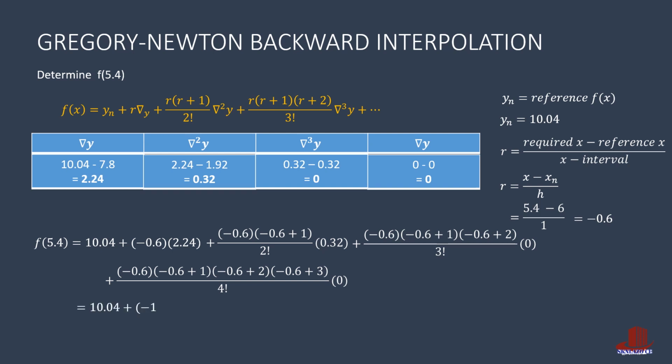Thus, f of 5.4 is 10.04 plus negative 1.344 plus another negative 0.0384, which is then taken as 8.6576. This value is within 7.8 and 10.04.